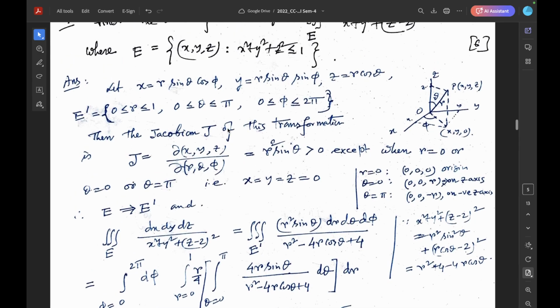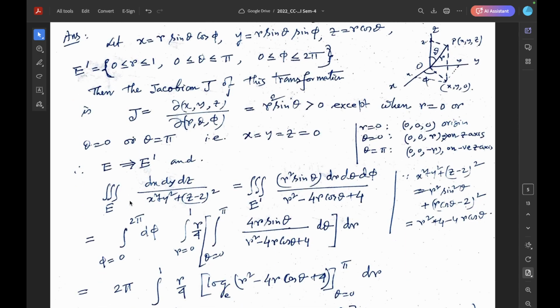Now this region E changes to E dash, and the triple integration changes from E to E dash in spherical polar coordinates. So this is the Jacobian r square sin theta dr d theta d phi, divided by x square plus y square plus z minus 2 whole square, which equals r square plus 4 minus 4r cos theta.